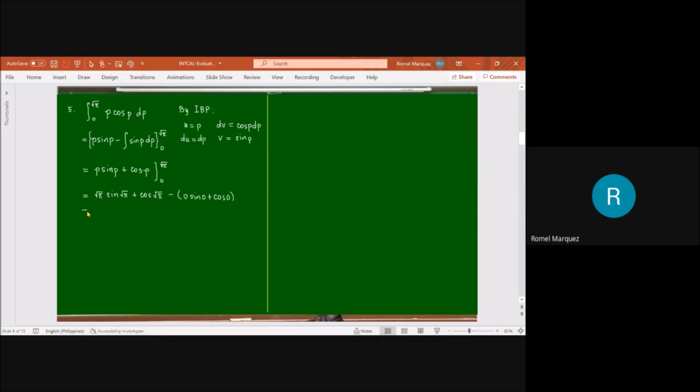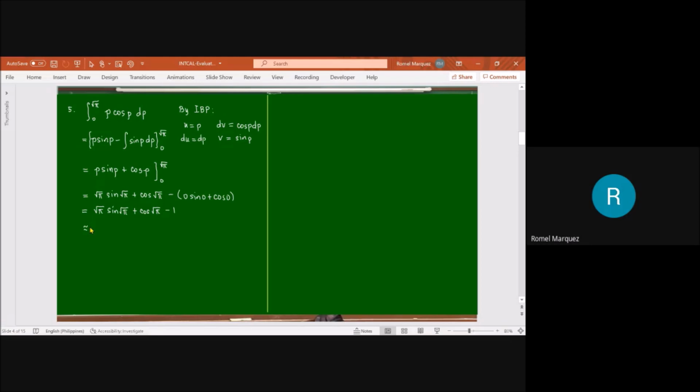Okay? We can't simplify this anymore, no? So that is still square root of pi sine square root of pi, and then plus cosine square root of pi. Sine 0 is 0, so this is 0. Cosine 0 is 1, so minus 1. Oh, that's it. Or if you want to approximate, what's the approximate value?